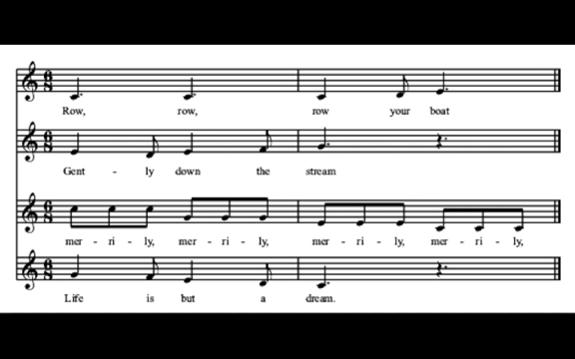You guys sing with me. Ready? Row, row, row your boat gently down the stream. Merrily, merrily, merrily, merrily, life is but a dream.